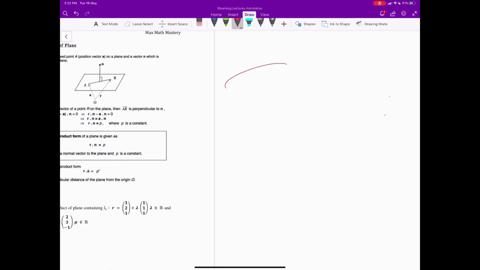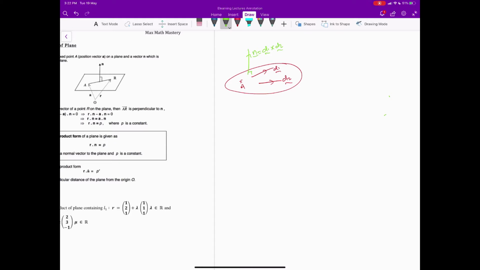So let's say this is my vector equation of my plane, which consists of a point and two directions, d1 and say d2. To form the scalar product of a plane, I will need a normal. The normal can be found by crossing your d1 and d2. Take note, the normal is always perpendicular to the plane.